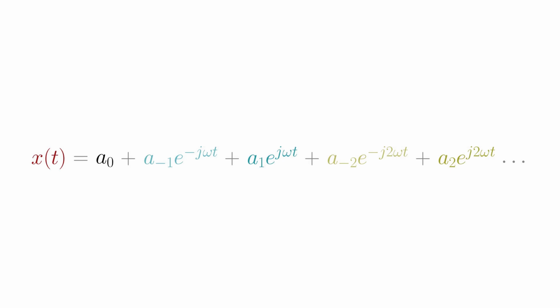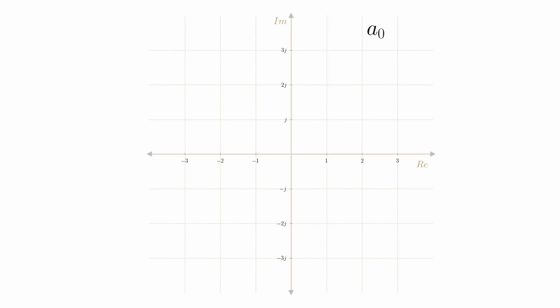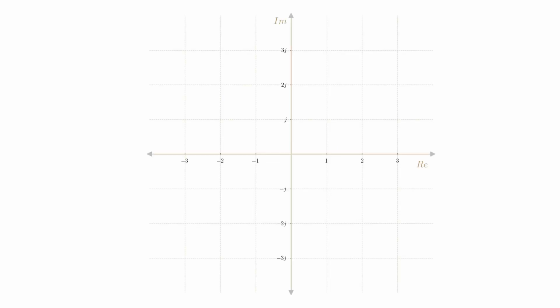Okay, a0 first then. That's just a complex number. So something like this? Yeah. Now let's add this term. Addition means stacking vectors head to tail. So we add a minus 1 to a0 like this. This vector needs to rotate in the clockwise direction with an angular velocity of omega. So something like this? Yeah, exactly. Really good.